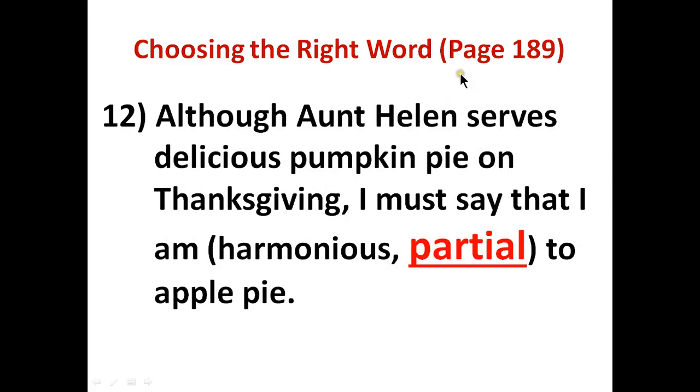On page 189, you will find question number 12 as I am going to read it out. Although Aunt Helen serves delicious pumpkin pie on Thanksgiving, I must say that I am partial to apple pie. Partial is the answer for number 12. Partial means being neutral, neither here nor there.